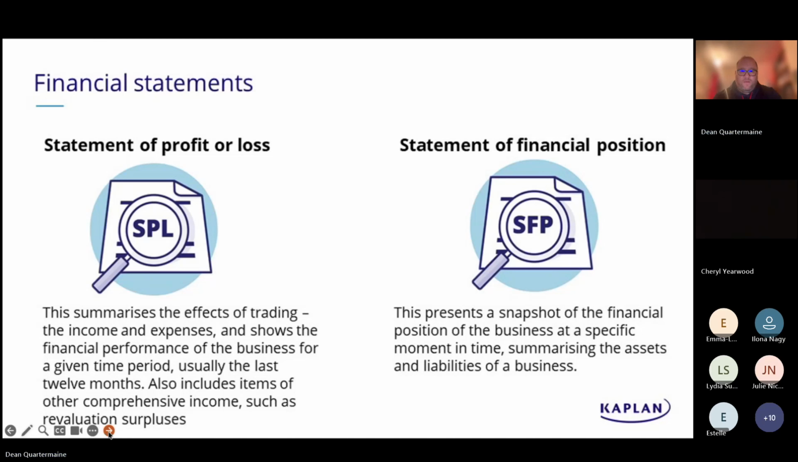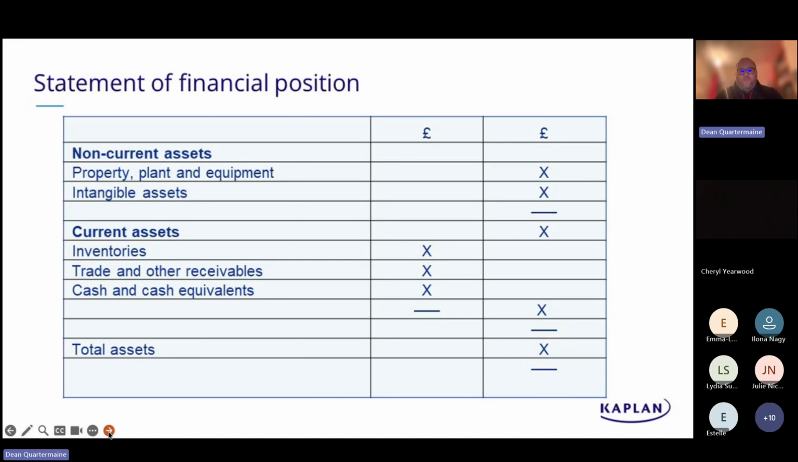Now, there's some subtle differences to these statements, because we're now dealing with limited companies and not sole traders or partnerships. But fundamentally, they still contain the same information. A statement of profit or loss: income minus expenses shows profit. Statement of financial position: assets, liabilities, capital or equity. So we're just going to show you what the statement of financial position looks like for a limited company. Now there's some words on here which will all be new, which you won't have seen before, potentially.